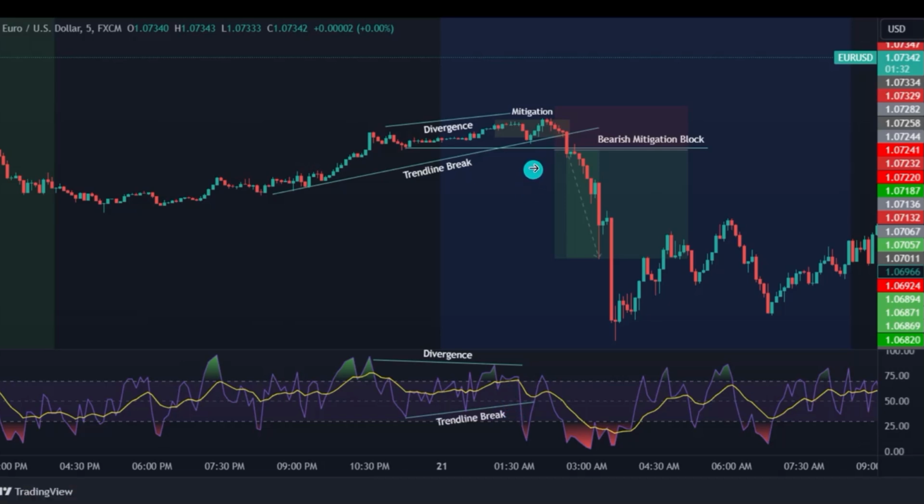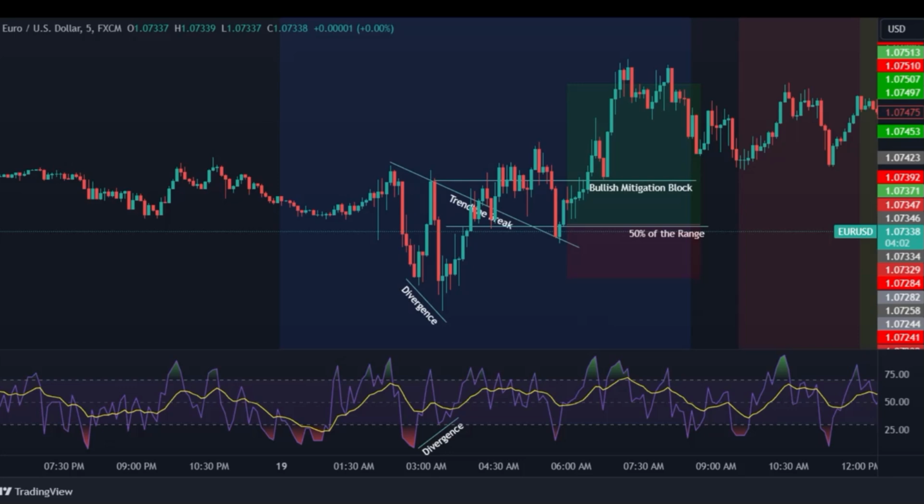Then we're looking for an entry, which is here, where price goes back up into this fair value gap and touches the bottom of this mitigation block. We have a high, a low, and a higher high. That's our mitigation block. So when price touches this level, we can take an entry. And as we see, price continues to the downside to take out this liquidity.